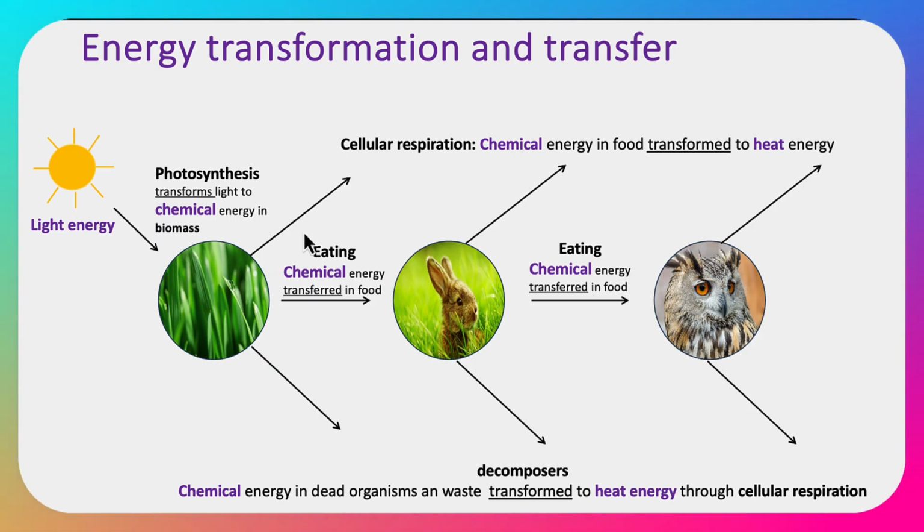Much of it is actually lost in two ways. So up here we have cellular respiration. Plants and animals and all organisms undergo cellular respiration, where chemical energy is broken down to make ATP, but ultimately it forms heat energy. And so much of the energy is actually lost this way.